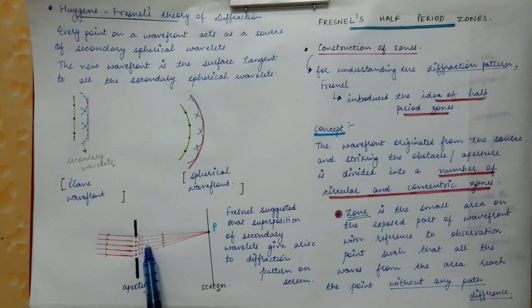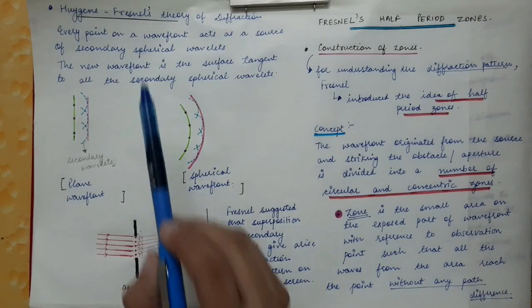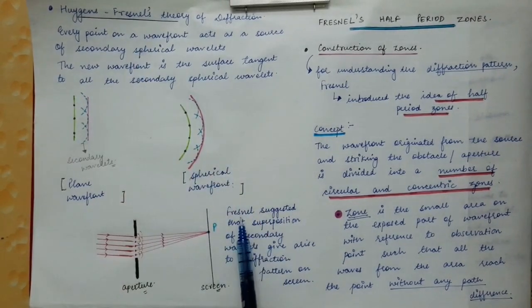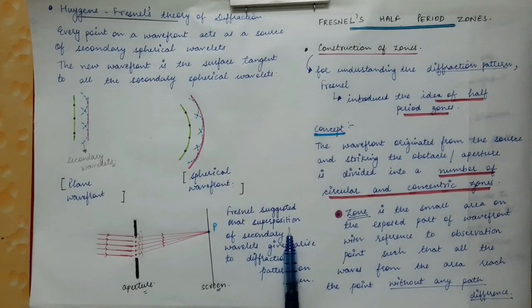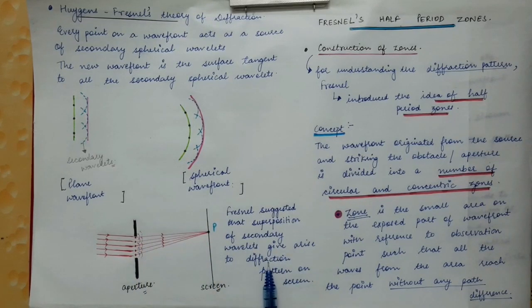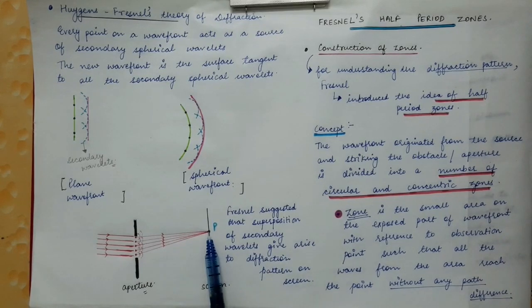So all the rays which are coming from these point sources will superimpose, and the net intensity will be seen at this point capital P. This was the theory given by Fresnel. Fresnel suggested the superposition of the secondary wavelets. So now there is superposition of these secondary wavelets, and this will give rise to the diffraction pattern on the screen. This is the reason for the diffraction pattern.